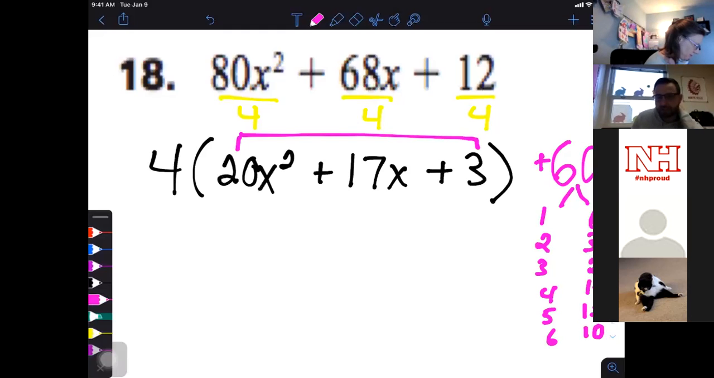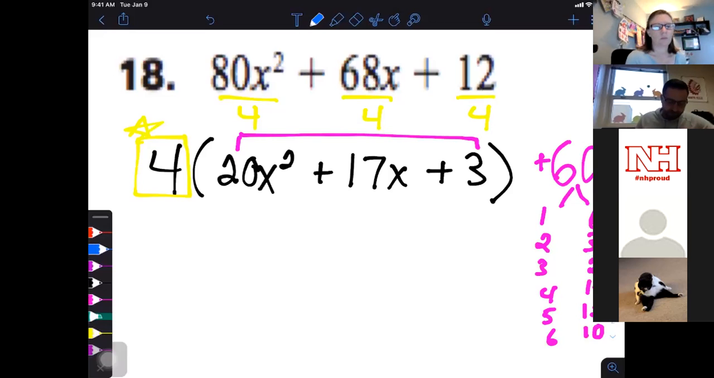Since 60 is positive and the middle number is positive, we both know that both of these factors have to be positive. Also, do not forget about this little 4 right here. If you want to star it, circle it, highlight it, whatever you want to do, because we're going to forget about it for now, but it'll be gone, but not forgotten. We're going to bring it back later.